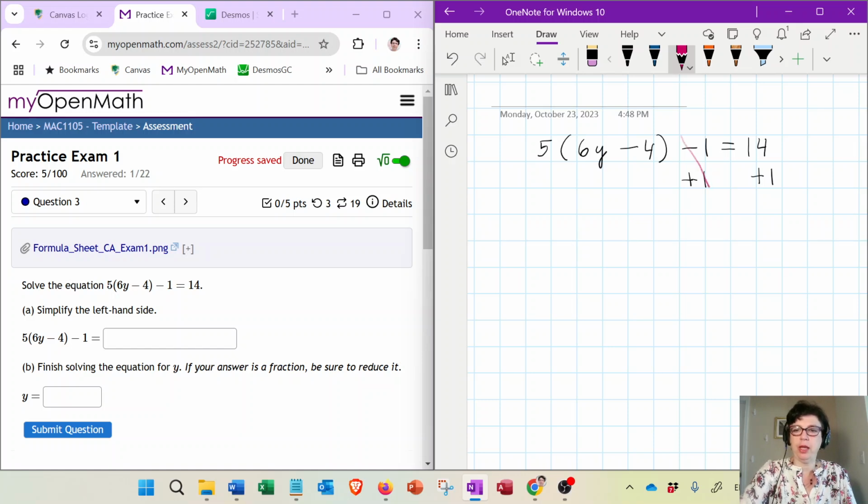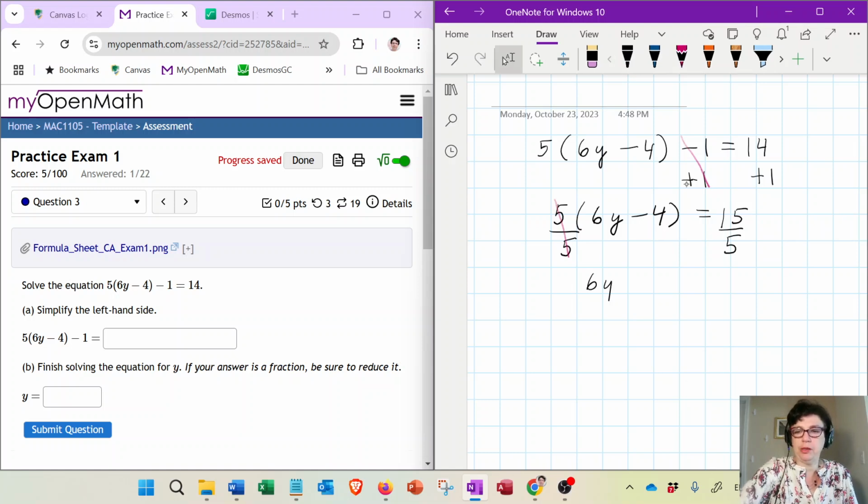So here it's going to cancel out. And then you're going to wind up with 5 multiplied by (6y minus 4), and that's equal to 15. The next step is to isolate the term in parentheses by dividing everything by 5, because this is 5 times whatever is in parentheses. So the opposite operation of multiplication is division. So we're dividing by 5 on both sides. That is going to cancel it on the left side. And then you're going to get 6y minus 4 equals, well, 15 divided by 5, that's 3.